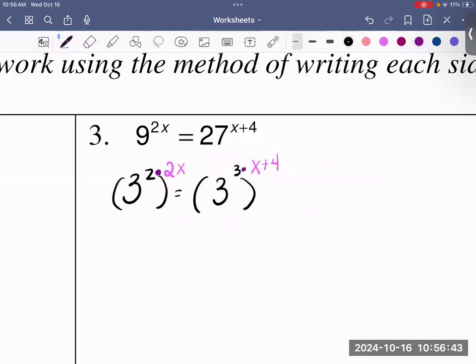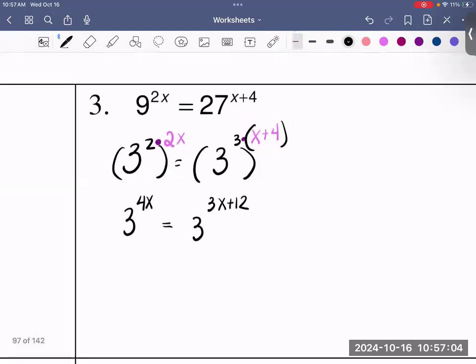And we'll multiply on this one, but keep in mind, because it's a binomial, you have to put parentheses around the x plus 4, because it's not just 3x plus 4, because it's this whole thing that gets multiplied by that 3. So we have 3 to the 4x is equal to 3 to the 3x plus 12. Now that your bases match, your exponents are nice and simple, we can go ahead and drop those down and then start to evaluate. So subtract the 3x, you're left with x is equal to 12, a rather big number.